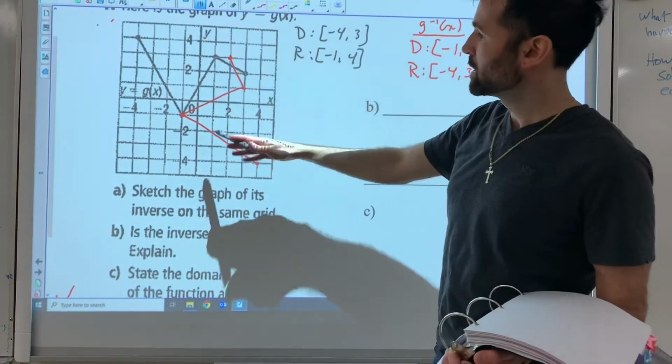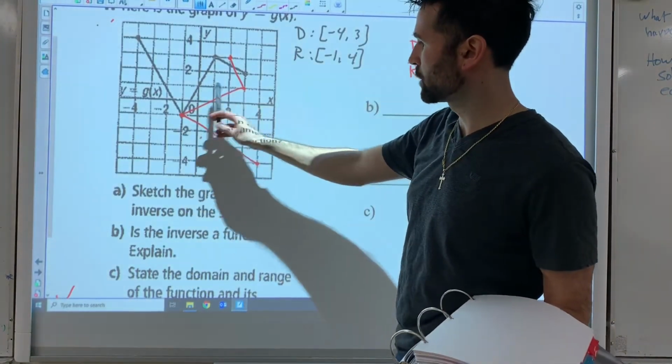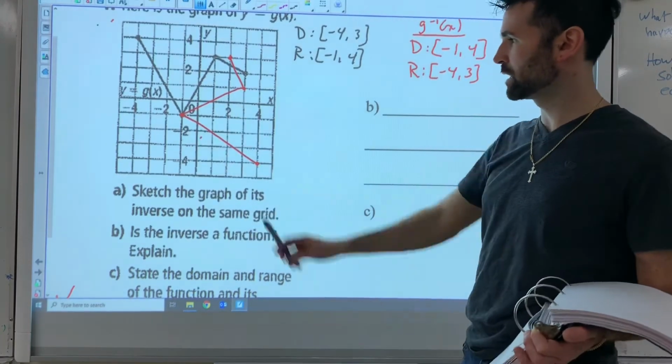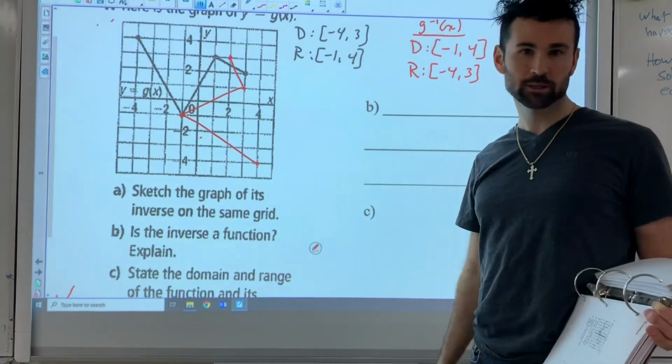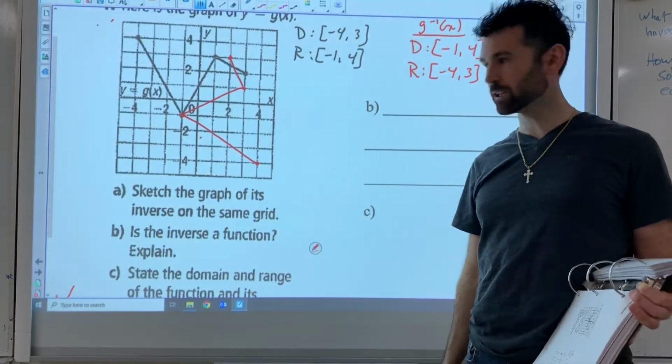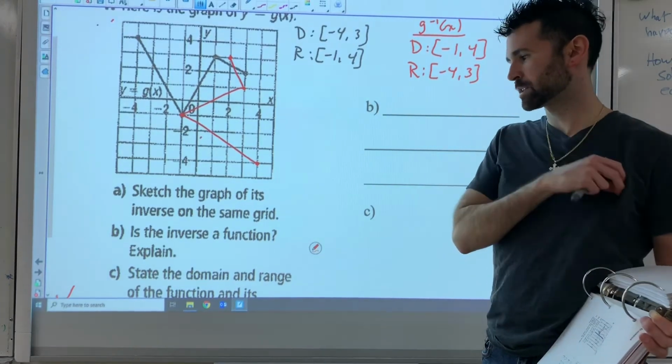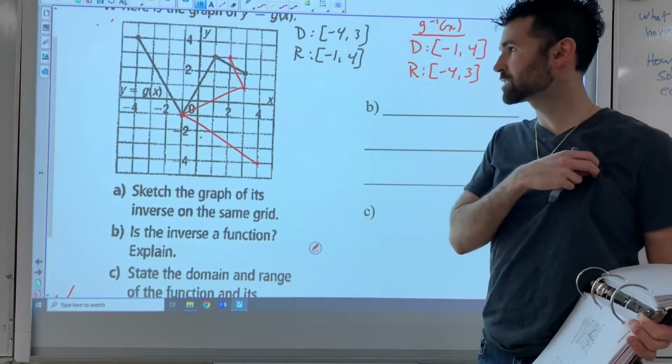So when you draw it, I can find many places where I would draw a vertical line and hit the graph in more than one spot. Okay? Great. So that would be a pretty typical question on the exam. That's usually all they do.